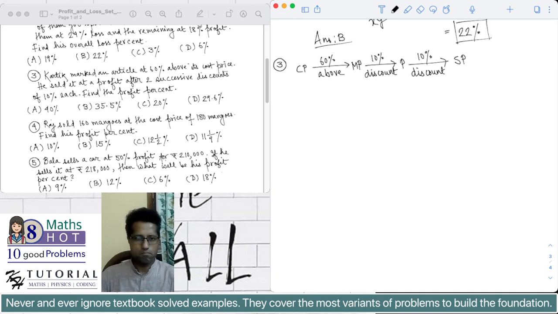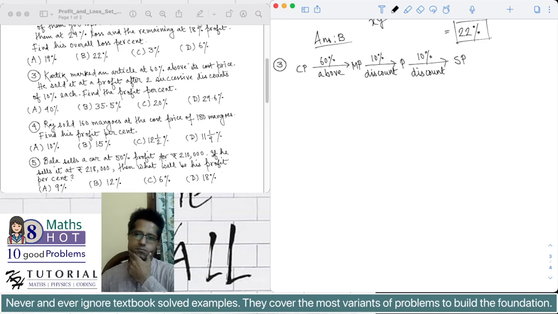So we have this information. Now we only know that the mark price is 60% more than the cost price, and from the mark price there are two successive discounts of 10% each, and we have to finally say what is the profit percent. Now the profit is obviously based on SP and CP. So to know the profit percent, we only need to know the ratio between CP and SP.